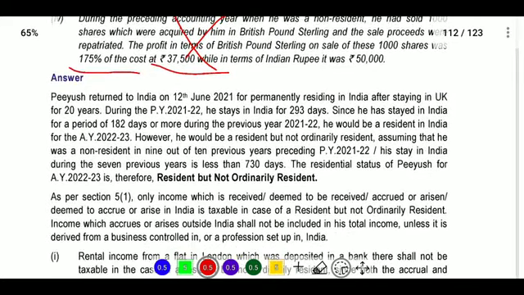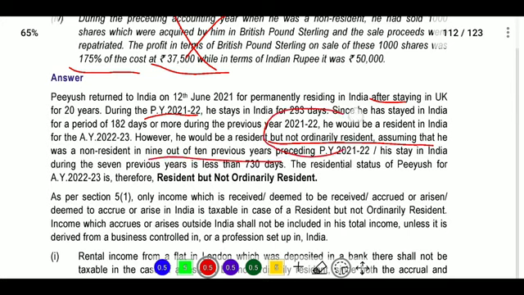P returned to India on 12th June 2021. That is previous year 21-22, after staying 20 years abroad. So he stayed in India for 293 days. Since he has stayed in India for a period of 182 days or more during the previous year 21-22, he would be resident in India for assessment year 22-23. However, he would be resident but not ordinarily resident, assuming that he was non-resident in 9 out of 10 years.